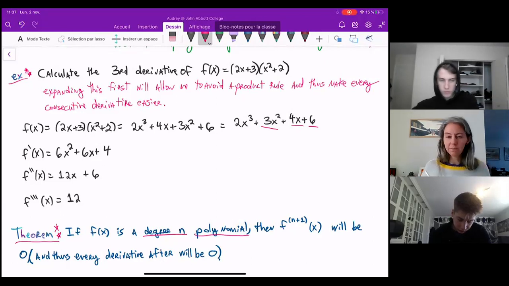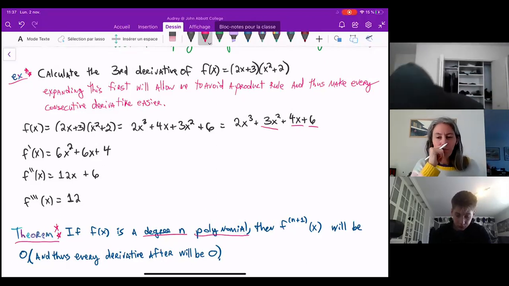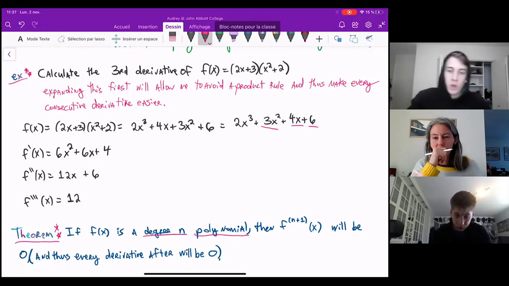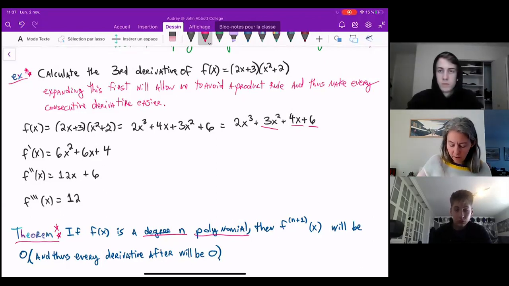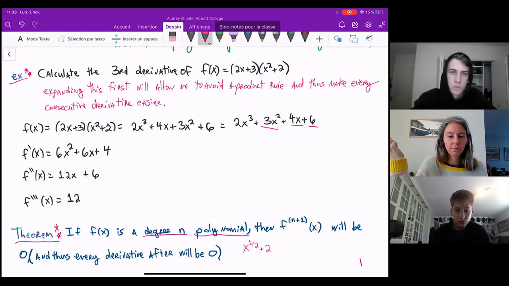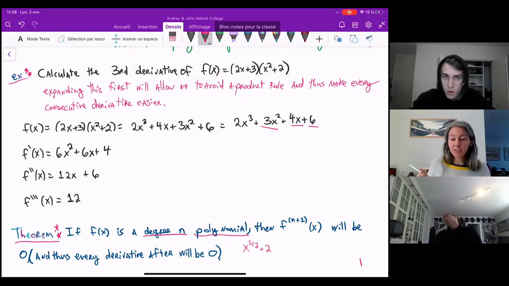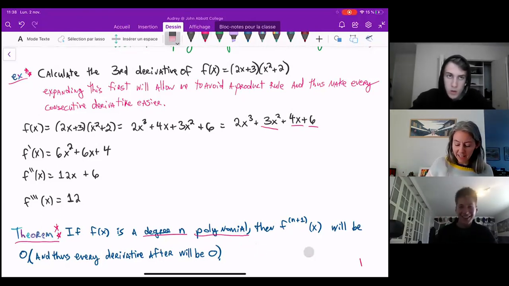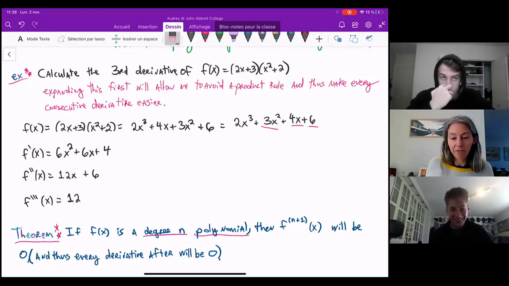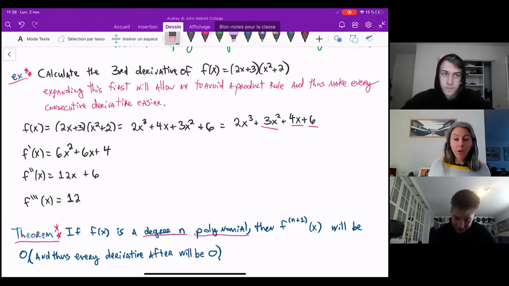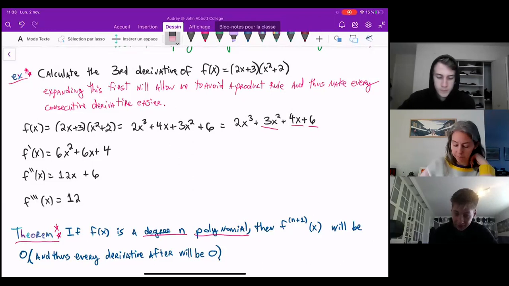What's a polynomial? Is x to the 1/2 plus 2 a polynomial? What do you guys think? Yes, no? So I'm getting a lot of yeses. The answer is actually no. The reason that the answer is no here is because that power is 1/2 and it is not a whole number. So a polynomial is when x is to the power of positive whole numbers.